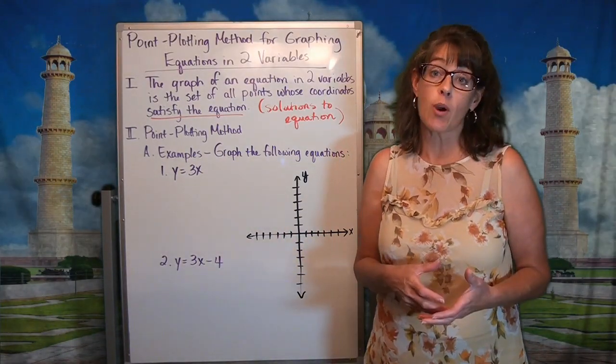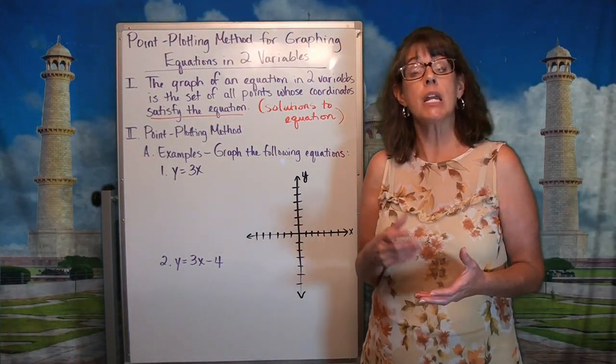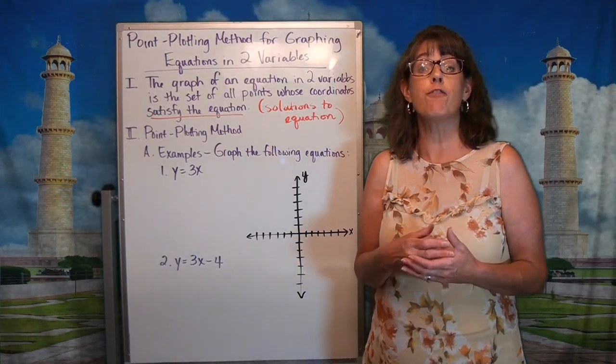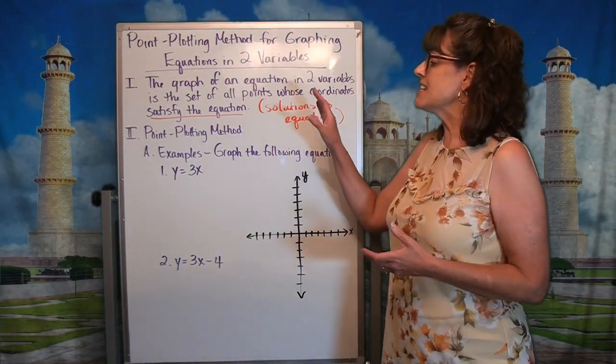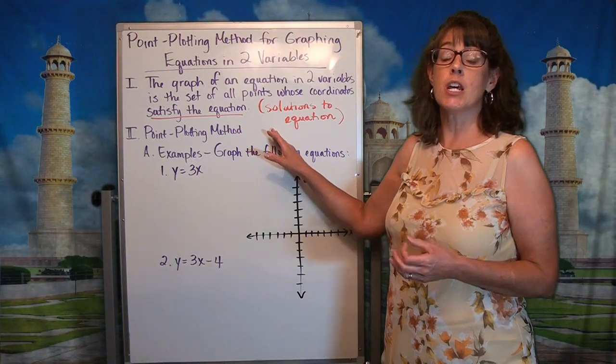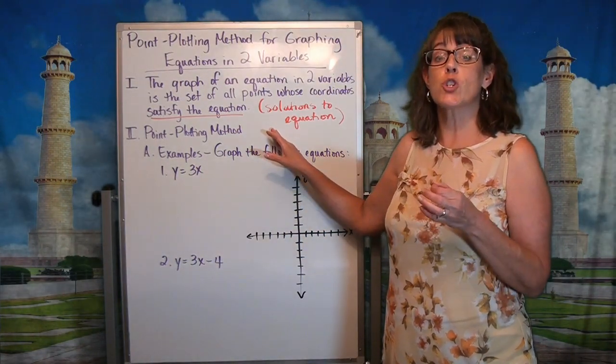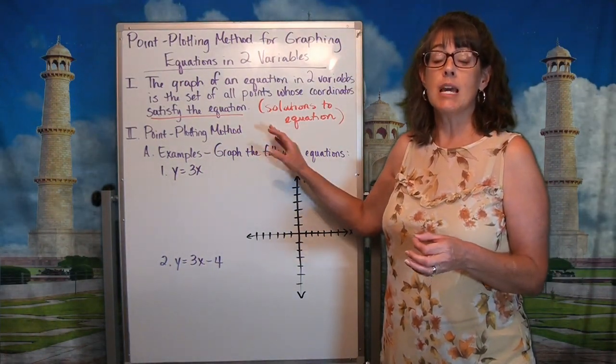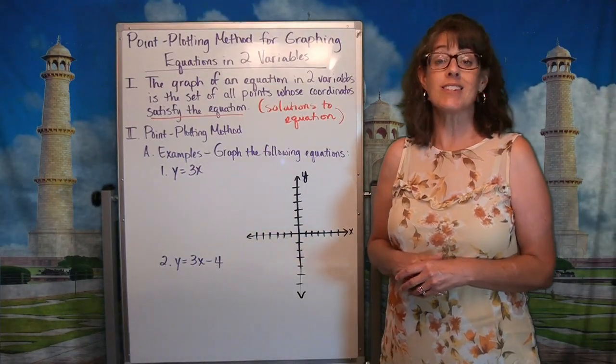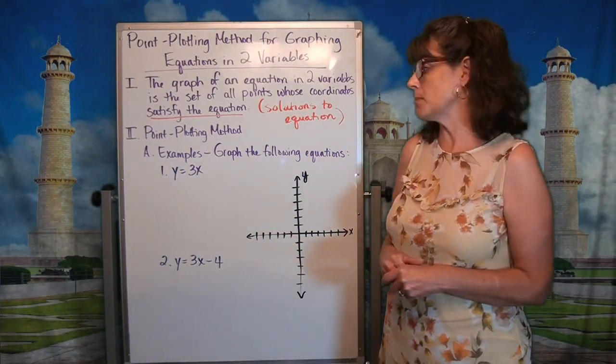Anything off of the graph will not create truth. Anything off of the graph will create false statements. So that is insanely important to understand. Those points on that graph are solutions to the equation. Anything off of the graph is not going to be a solution to the equation.